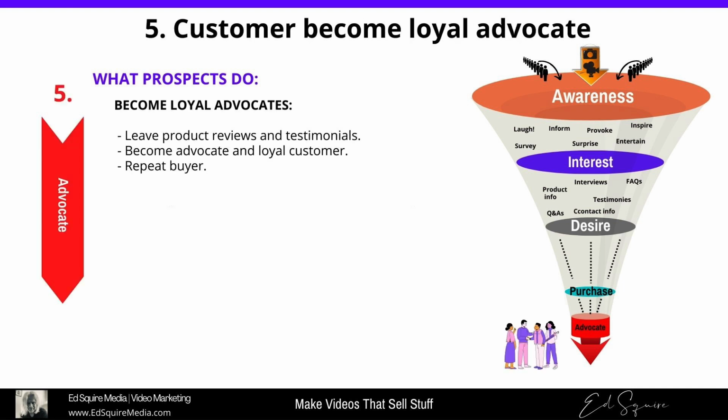And finally, the customer becomes a loyal advocate. Level 5. What prospects do, who are now customers, is they become loyal advocates. They become a part of a community. They leave product reviews and testimonials. They become advocates and loyal customers, and they're repeat buyers.